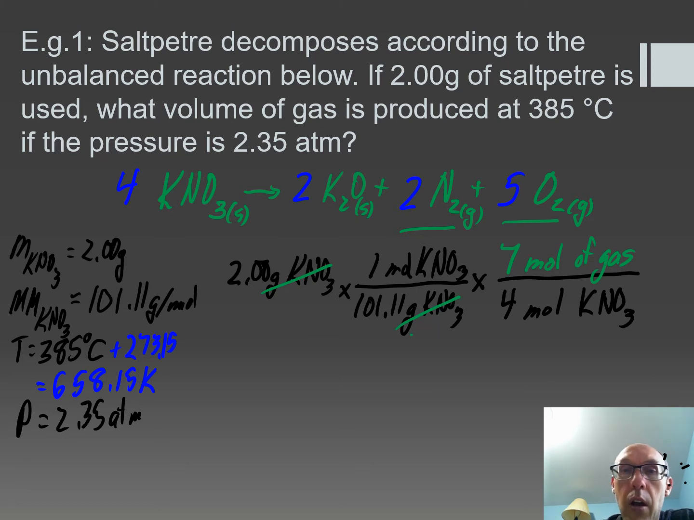This allows me to cancel the moles of the KNO3. My calculation will now be 2 times 1 times 7 divided by the 101.11, again divided by 4. And this, when calculated out fully, will give me 0.03461 mole of gas.